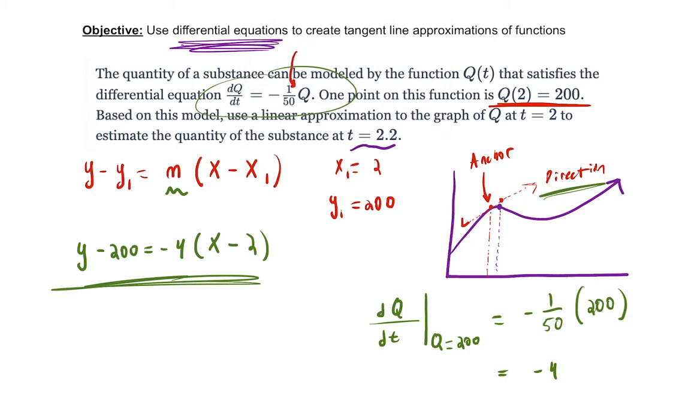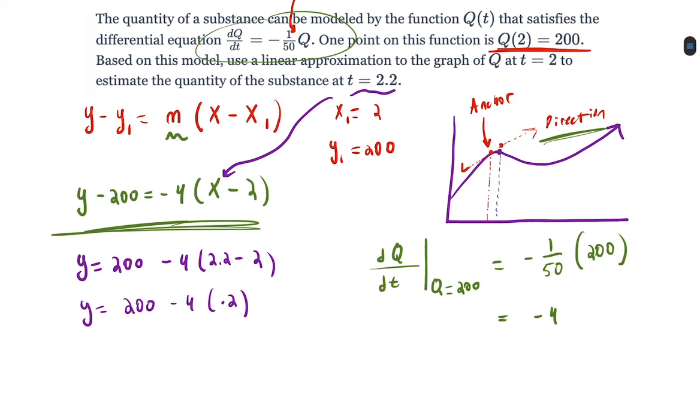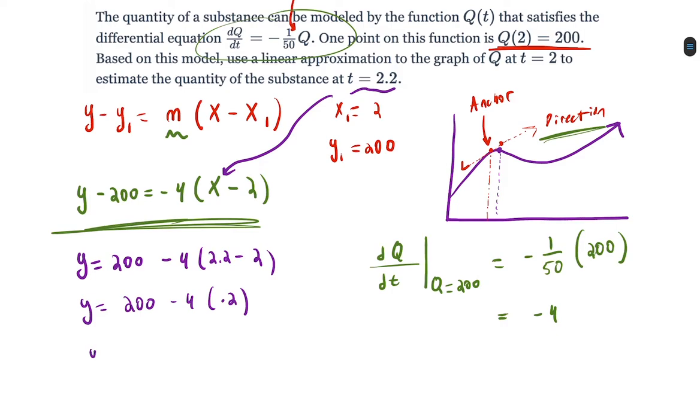We can plug in 2.2. So we're going to take this 2.2 here. We'd have y equals, I'm going to move that 200 over now, 200 minus 4 times 0.2. I'll write this out, 2.2 minus 2. y equals 200 minus 4 times 0.2. What's 4 times 0.2? 0.8. y equals 200 minus 0.8. y equals 199.2.